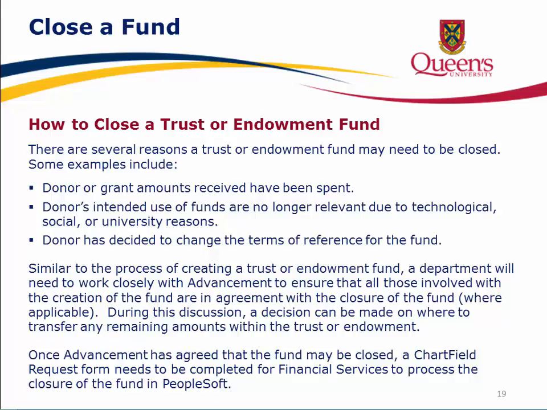Similar to the process of creating a trust or endowment fund, a department will need to work closely with Advancement to ensure that all those involved with the creation of the fund are in agreement with the closure of the fund, where applicable. During this discussion, a decision can be made on where to transfer any remaining amounts within the trust or endowment. Once Advancement has agreed that the fund may be closed, a chart-fill request form needs to be completed for financial services to process the closure of the fund in PeopleSoft.